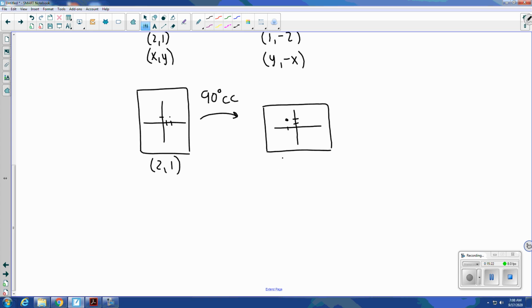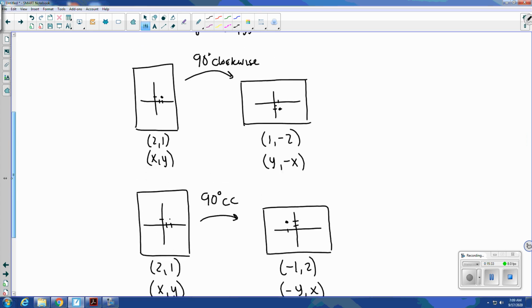And we're at the point -1, 2. So what happened? We had an x, y coordinate. Now again, the x and y switched, but the y was made negative this time instead. So it's -y, x.